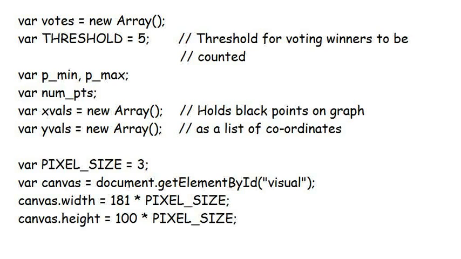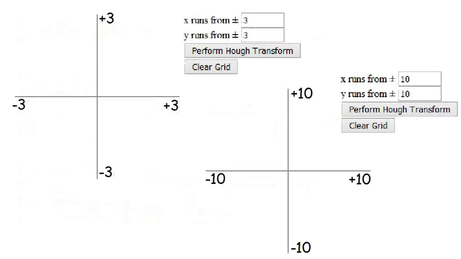The canvas itself must be set to 181 pixels wide to cope with all the theta values, and 100 pixels high to cope with all the p values. Of course, since each so-called pixel is actually pixel_size pixels on the screen, these dimensions are multiplied by pixel_size before being set. You'll notice that there are no numbers on that pair of axes, so it's impossible to tell what the coordinates of any selected point are just by looking at it.